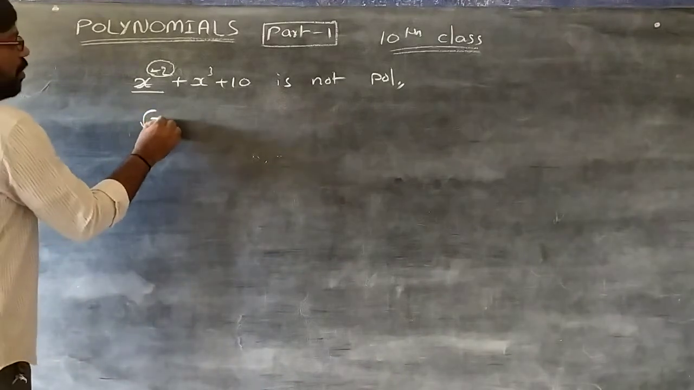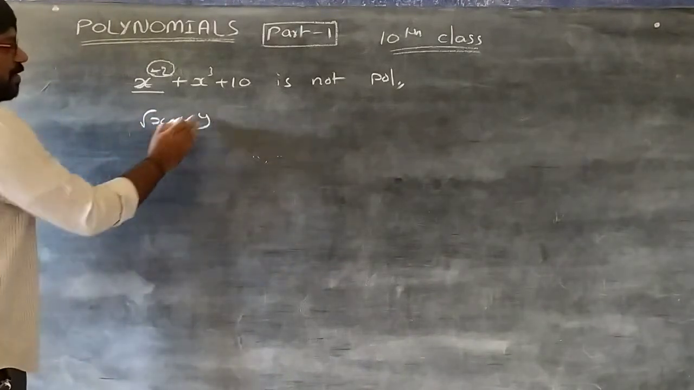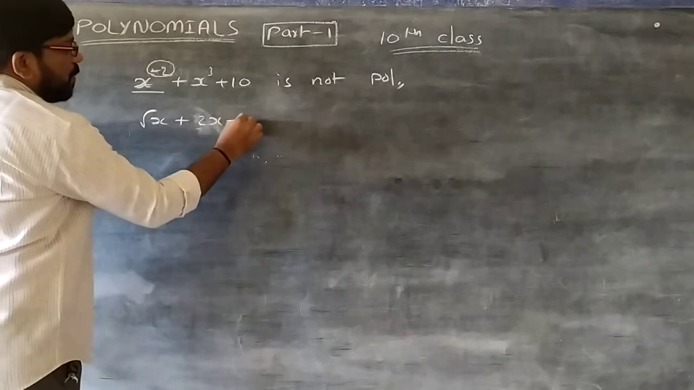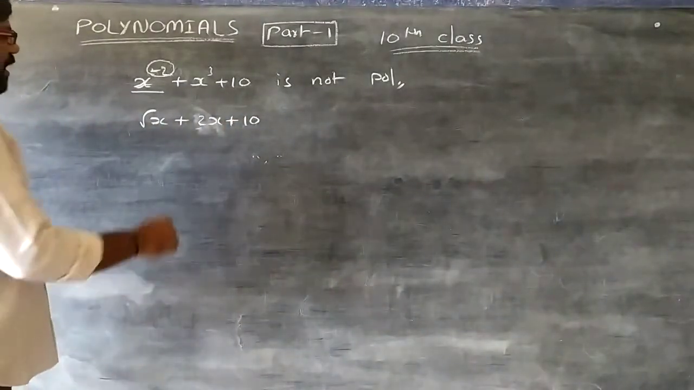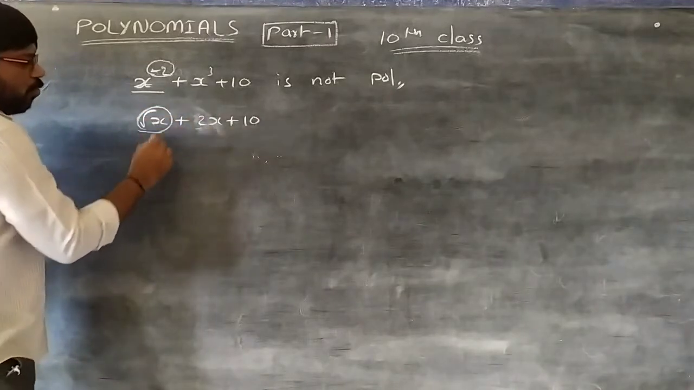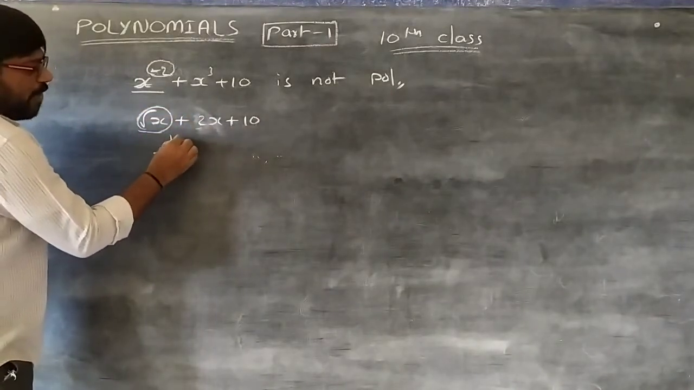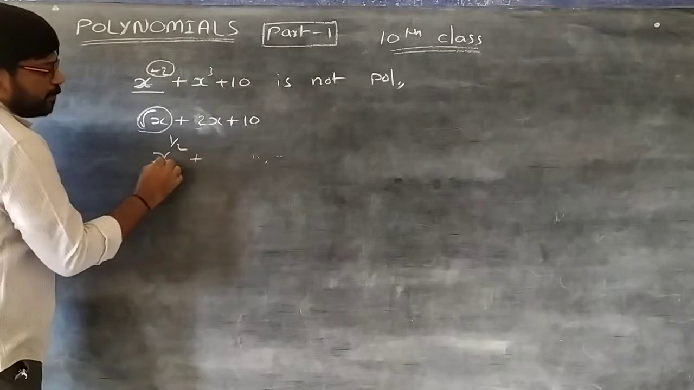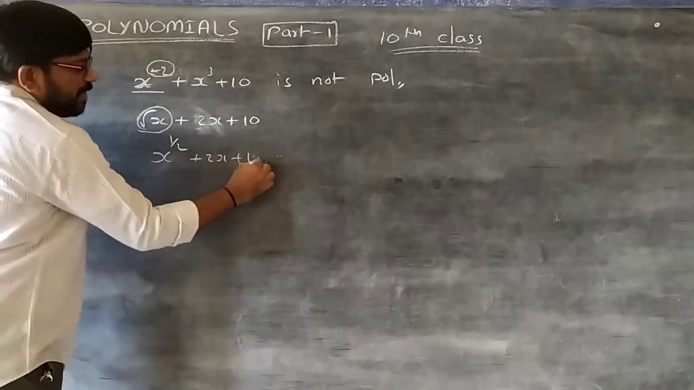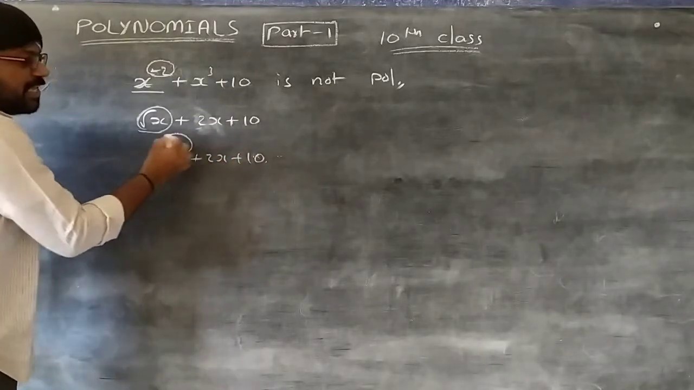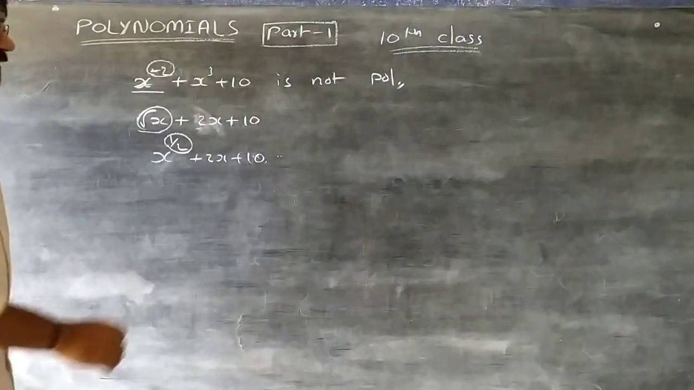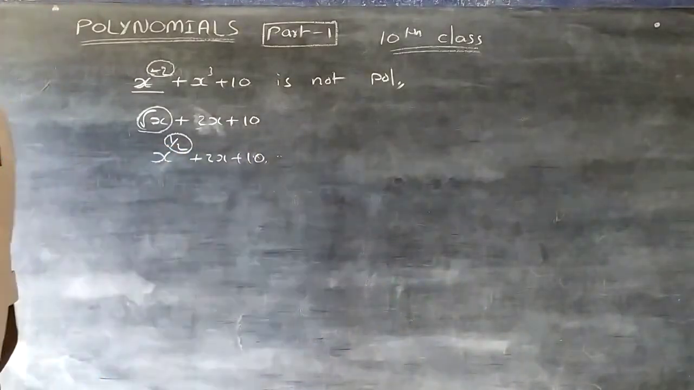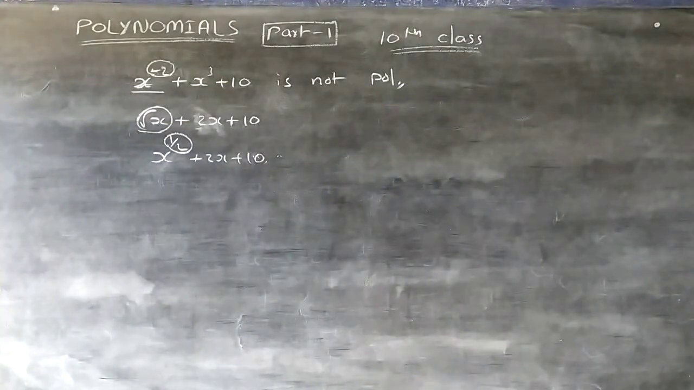And root x plus 2x plus 10. Is it a polynomial? Observe carefully. Here the variable is root x. Root x can be written as x power 1 by 2. So x power 1 by 2 plus 2x plus 10. It is not a polynomial. Why? Because the variable has a fractional exponent.